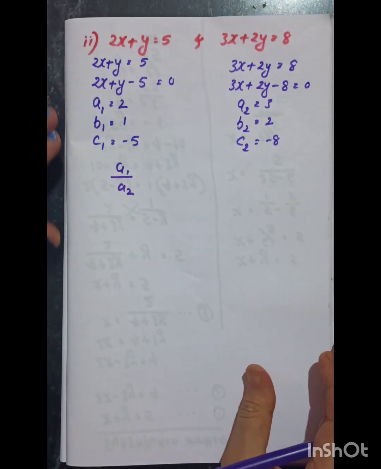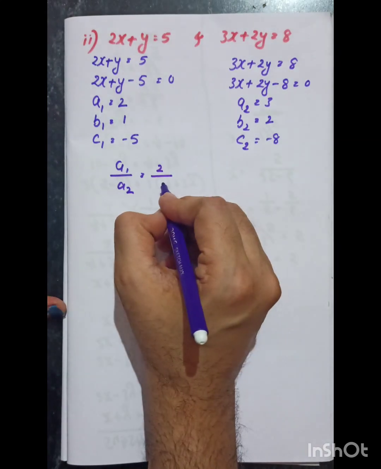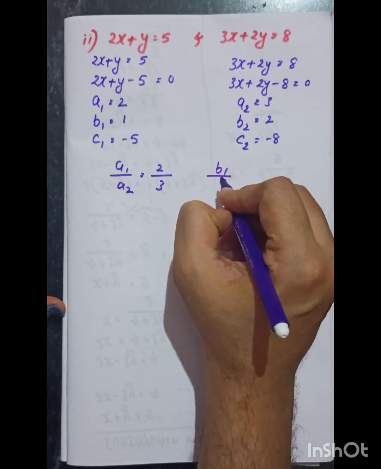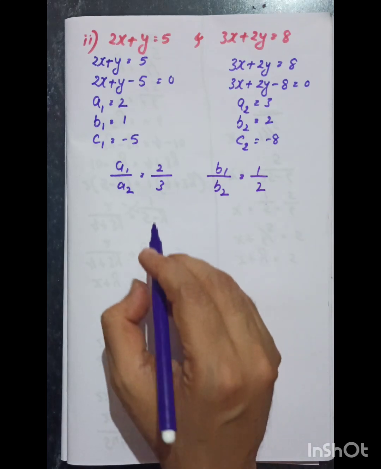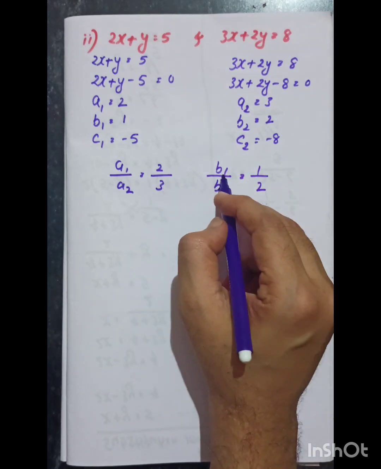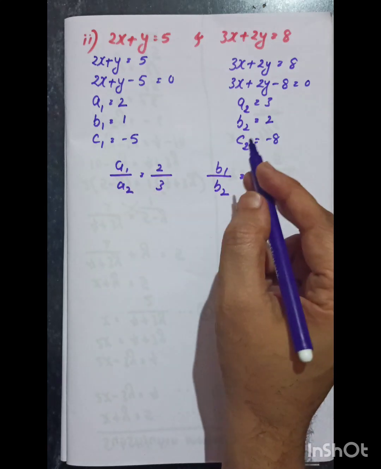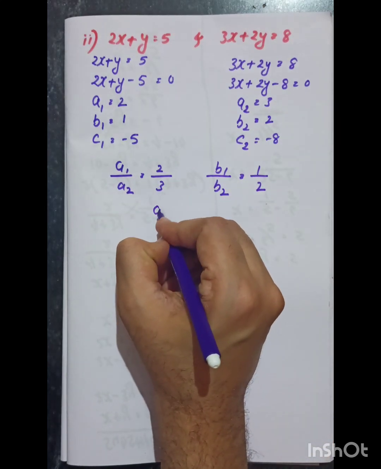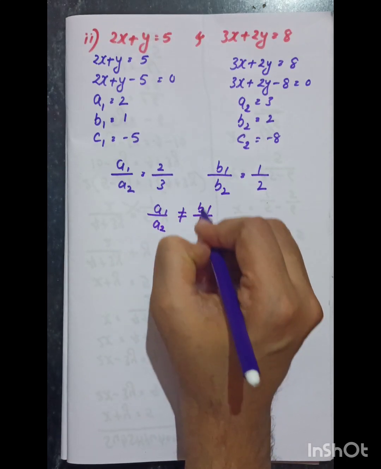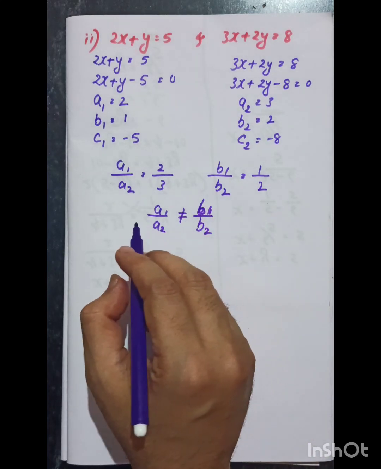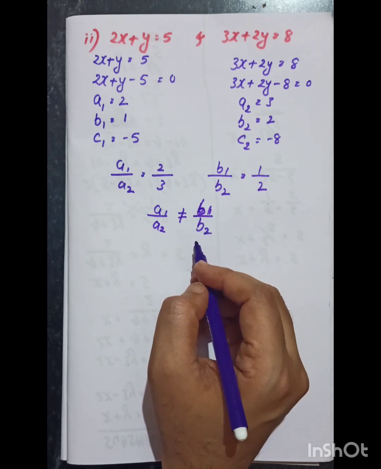a1 by a2 equals, a1 means 2, a2 means 3, then b1 by b2. What is b1? 1 by 2. Here a1 by a2 is 2 by 3 and b1 by b2 is 1 by 2. Here a1 by a2 and b1 by b2 are not equal to each other, so it is not necessary to move towards c1 by c2. So I will write a1 by a2 does not equal b1 by b2. As we learned, if a1 by a2 is not equal to b1 by b2, they intersect each other, it is a unique solution.